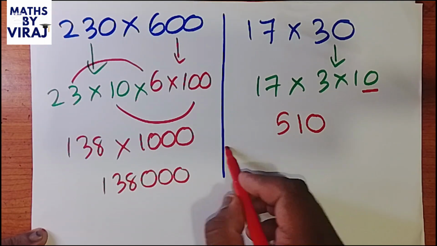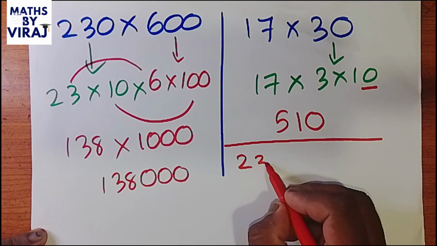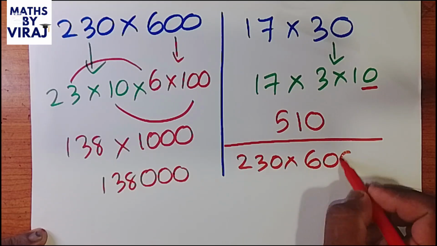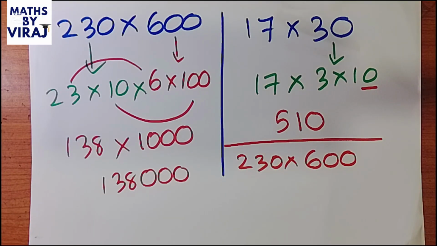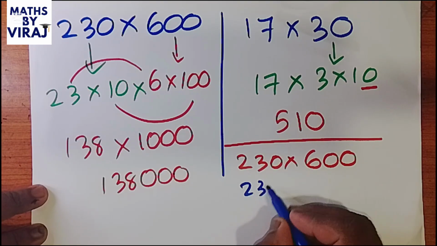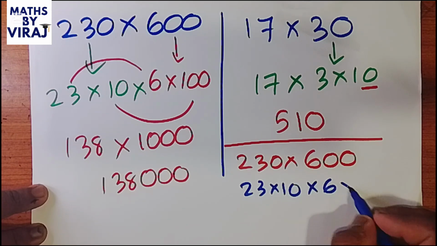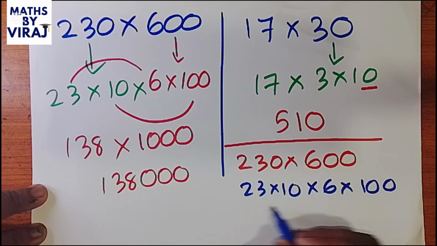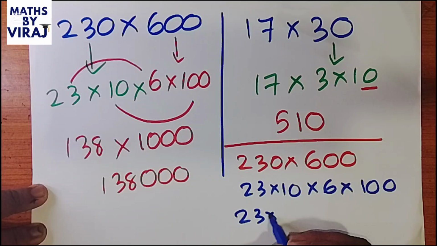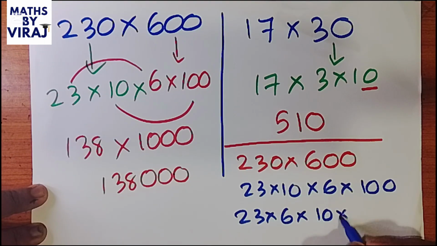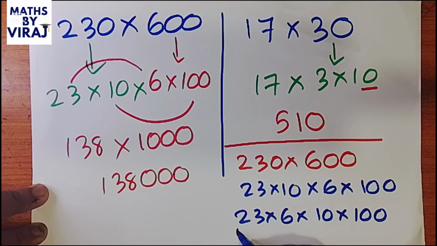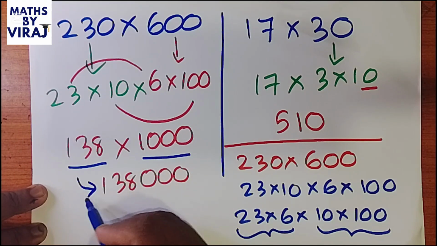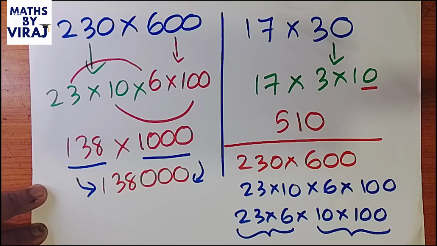Let me explain this sum again. 230 multiplied by 600. You can write this as 23 into 10 into 6 into 100. You can rewrite this as 23 into 6 into 10 into 100. Now look at this. 23 into 6 is what? 138. 10 into 100 is what? 1000. And this is the final answer that you get.